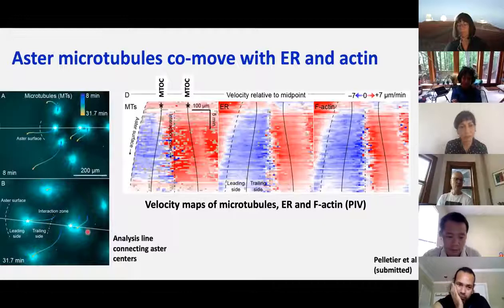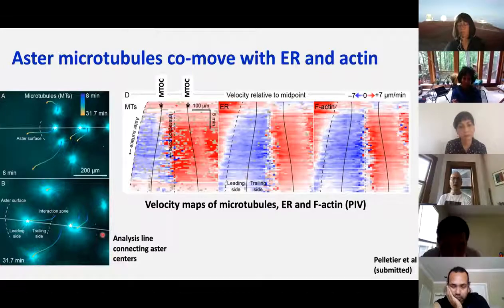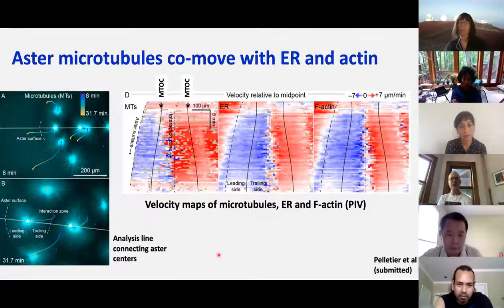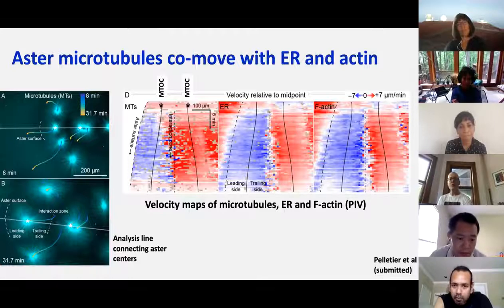And then, do they move together or separately? And the answer is they all move together. Here's a velocity map of microtubules, ER, and actin plotted along a line connecting two centers. The main take home here is if you look at the colors, which color code velocity, and colors flip around the midpoint, you can see that the microtubules, the ER, and the F-actin are all moving in the same direction at the same rate, more or less everywhere. So the aster is moving as a continuum here. In this type of analysis, we see very little relative movement.